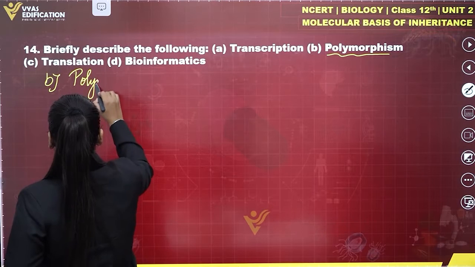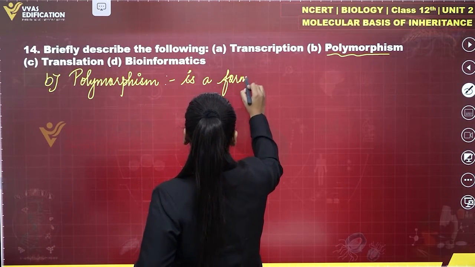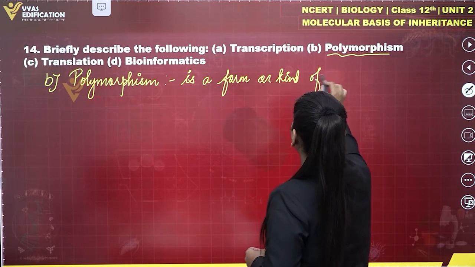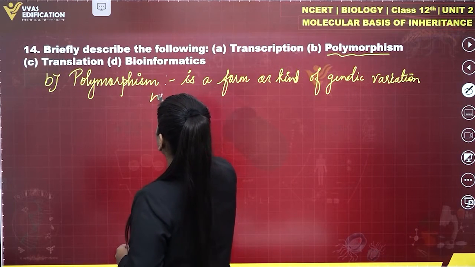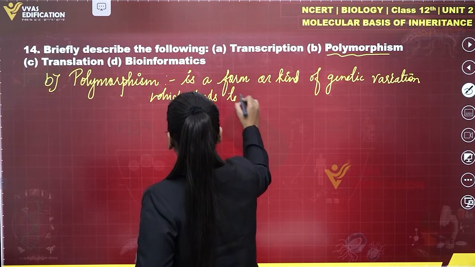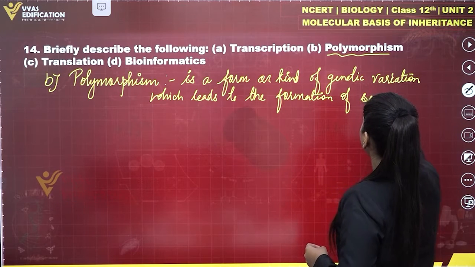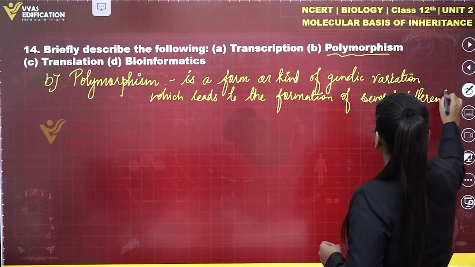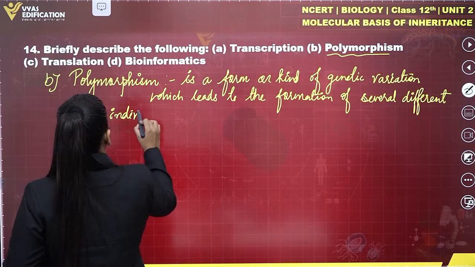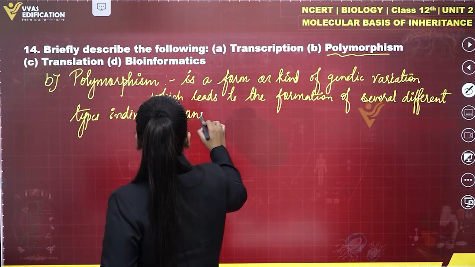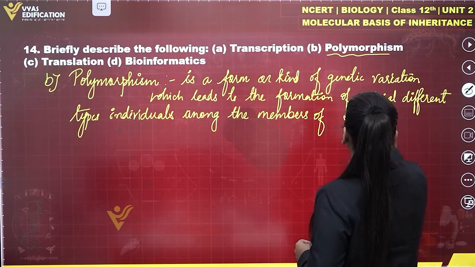What is polymorphism? Polymorphism is a form or kind of genetic variation which leads to the formation of several different types of individuals among the members of one particular species.